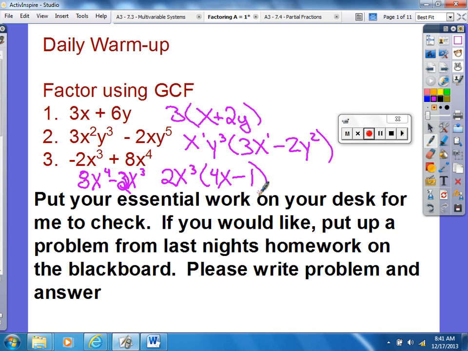But at this time, turn back to the front of your spiral notebook. You can just leave the packet out.